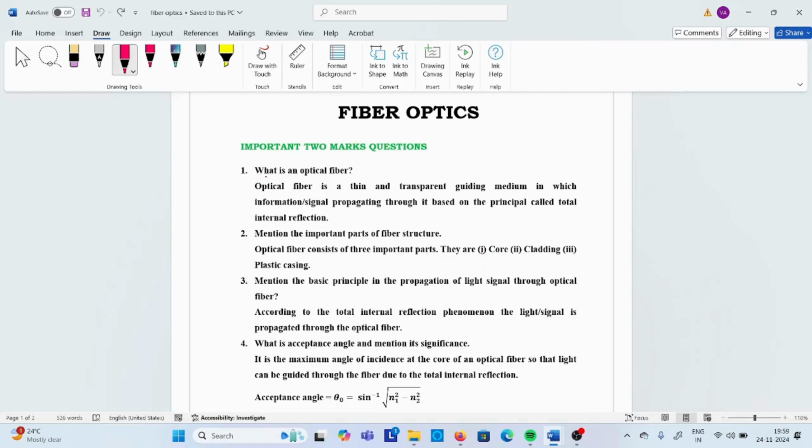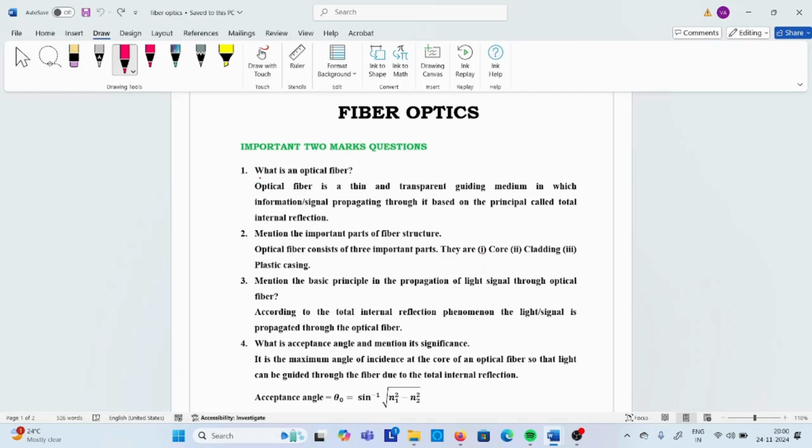In this session, I am explaining 2 marks questions which come under Section A in the university examination. In this 2 marks series, first I am planning to explain the fiber optics chapter, which is very simple and easy from a preparation point of view. If you focus on this chapter, it is very easy to score more marks in the university examination.